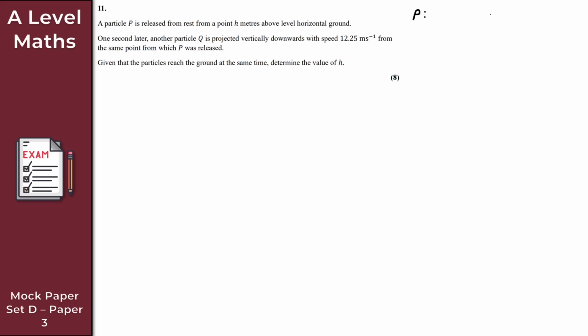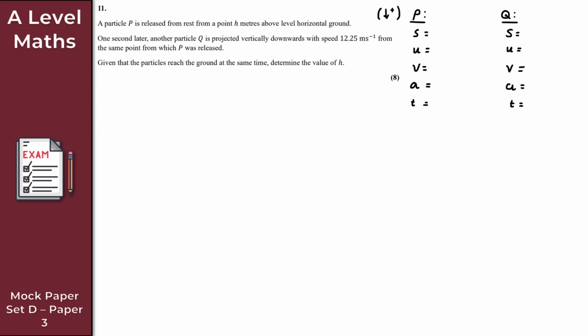So for P here and for particle Q. Now, because we're looking at 2 particles here that are being dropped or projected downwards, I'm going to take downwards as positive, like so. For each particle here, we want S, U, V, A, and finally T.